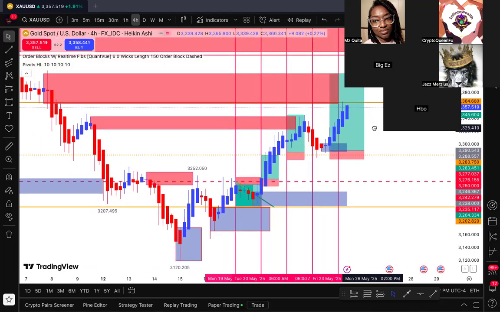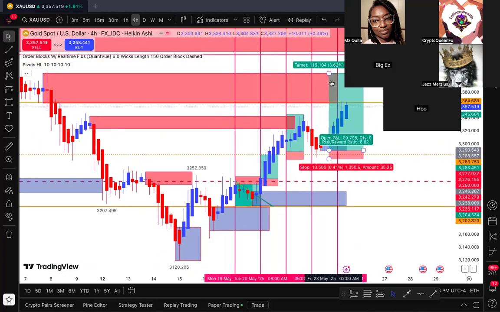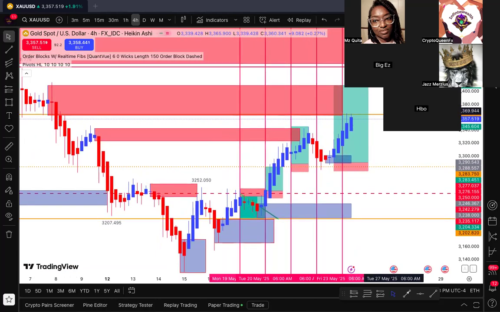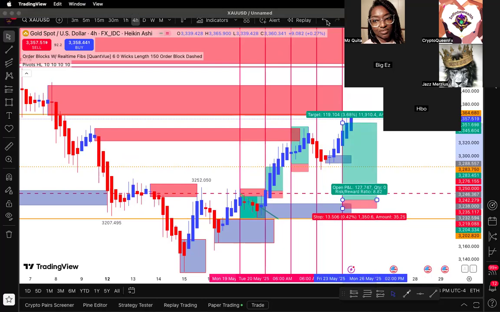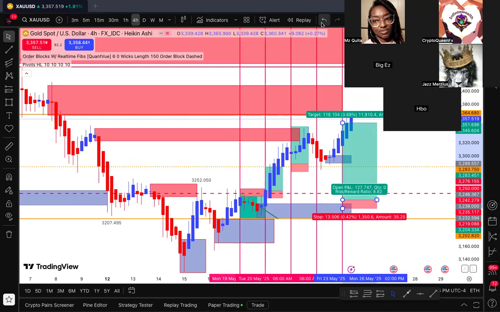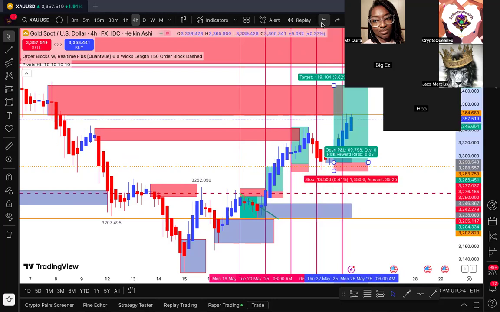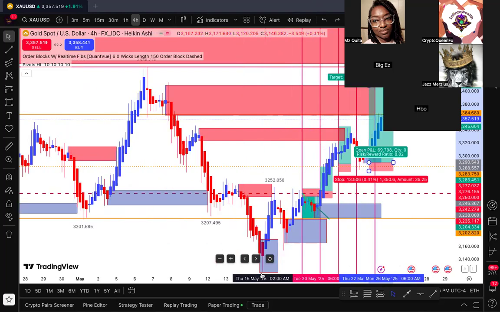And I'm anticipating for it to break this area. This is the next order block here that I'm looking for it to break above. Is this 400 level for gold? Because gold's been trending since 2023. The sells are usually pullbacks.